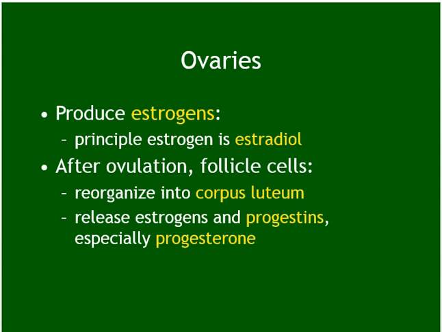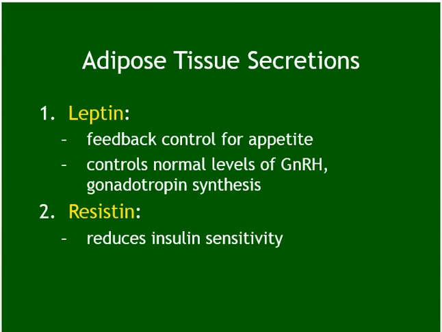So the ovaries will produce estrogen, mainly estradiol, one form of the estrogen. But after ovulation, the follicles that contain the ova will release the ova out, and the rest of the follicle will change and become corpus luteum, and corpus luteum will secrete estrogen and progestin, and progesterone specifically. And progestin means pro-gestation, before gestation. Gestation means pregnancy. So this is a hormone that prepares the body of the uterus specifically for conception or pregnancy. We talked about the adipose tissue. We talked about the leptin and resistin.